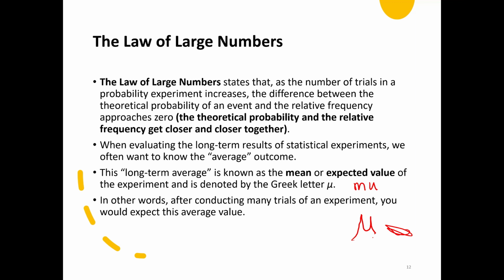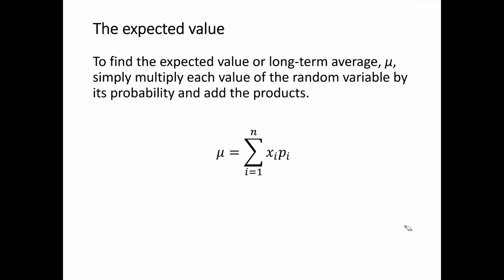In other words, after conducting many trials of an experiment, you would expect this average value. So the formula for the expected value or long-term average mu: simply multiply each value of the random variable by its probability and add the products. So to find the expected value by hand, you take the probability table, multiply the value of the random variable times the probability, and then add those up.